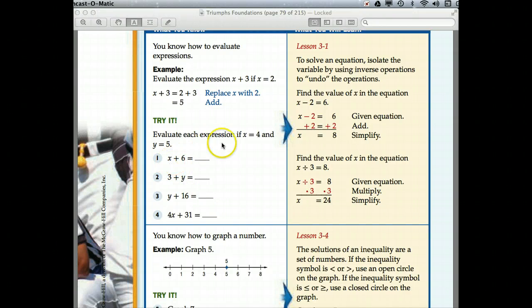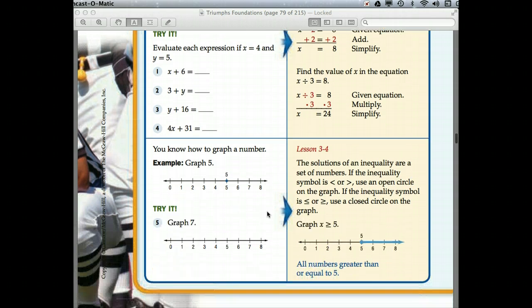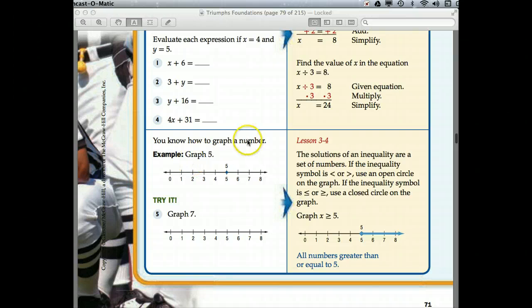Okay, this one has an x, so if we put a 4 in for x, 4 plus 6 is 10. This second one has a y, so we're going to put a 5 in for y, so 3 plus 5 is 8. This third one has a y, so 5 plus 16 is 21. And the fourth one has an x, but this time we're multiplying. So 4 times 4 would be 16, plus 31 would be 47. Did you get every one of those right? Good job.